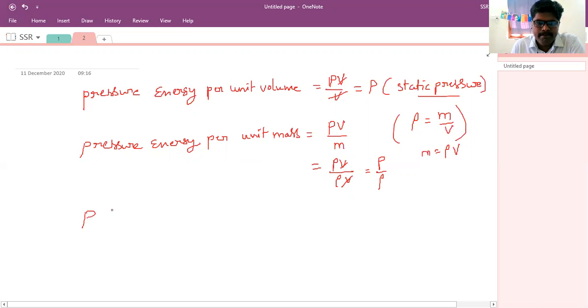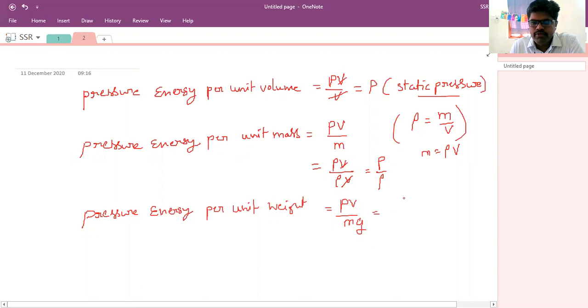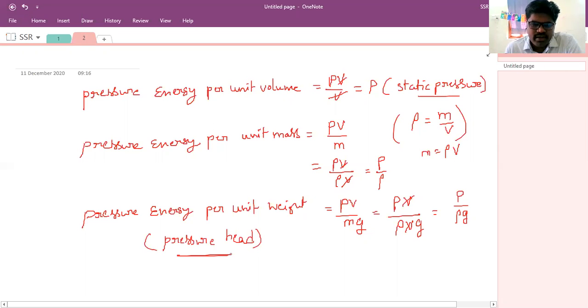Next, pressure energy per unit weight. That is equal to PV by mg. Instead of mass m, now we take weight mg. Then we can write PV by rho V into g, since m is rho V. Then V and V cancel, so that is P by rho g. This P by rho g, or pressure energy per unit weight, is called the pressure head. In fluid dynamics, in future if you go for engineering, they will directly give the pressure head value. The pressure energy per unit weight of the liquid is called pressure head, equal to P by rho g.